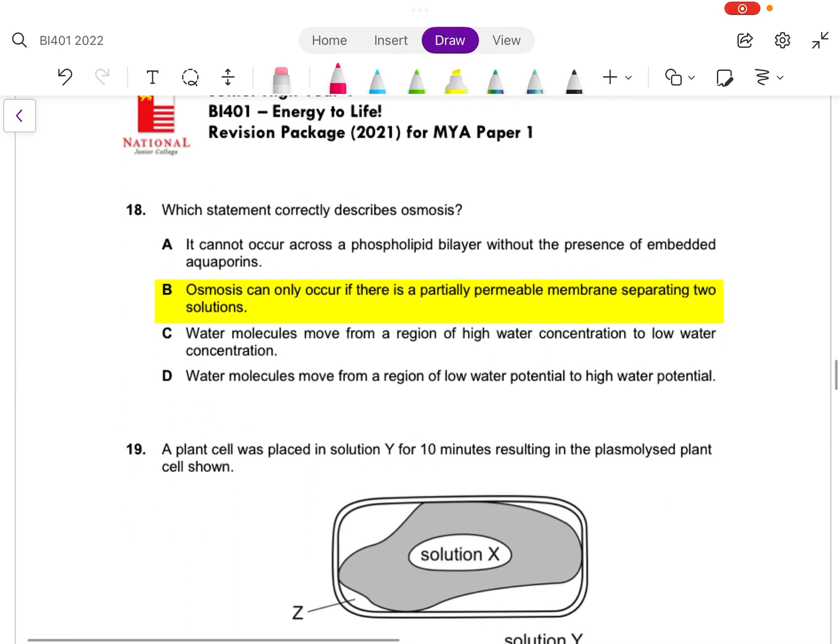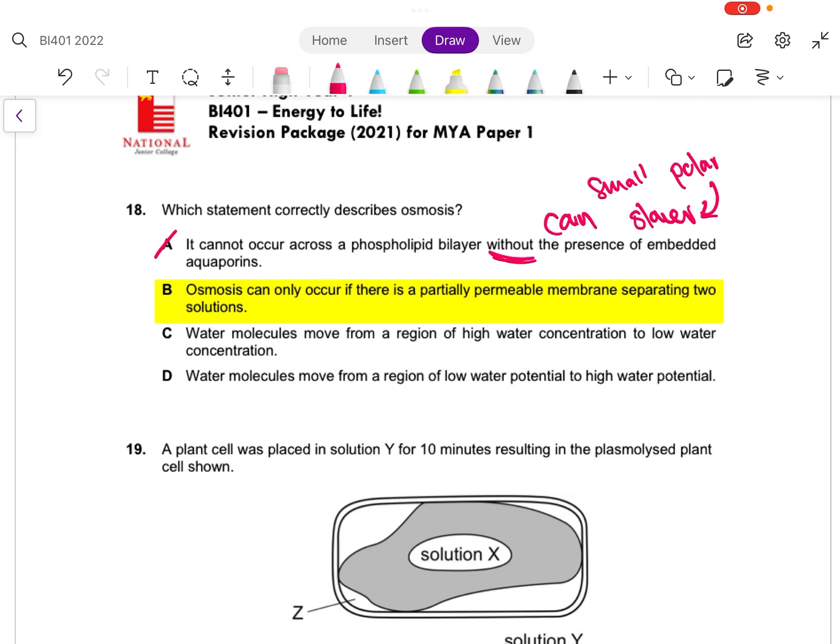Let's go to question 18. Which statement correctly describes osmosis? A. It cannot occur across the phospholipid bilayer without the presence of embedded aquaporins. Actually, it can. Water can pass through the cell membrane, just that it happens at a slower rate. Why can it happen? Because water molecules are small. But because they are also polar, that's what makes them pass through quite slowly.